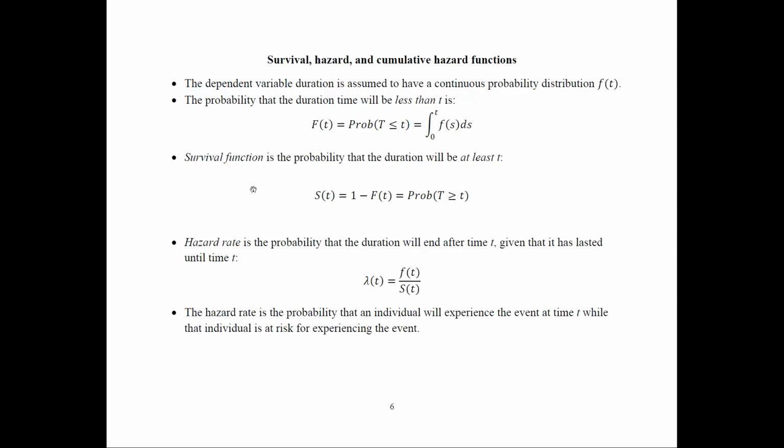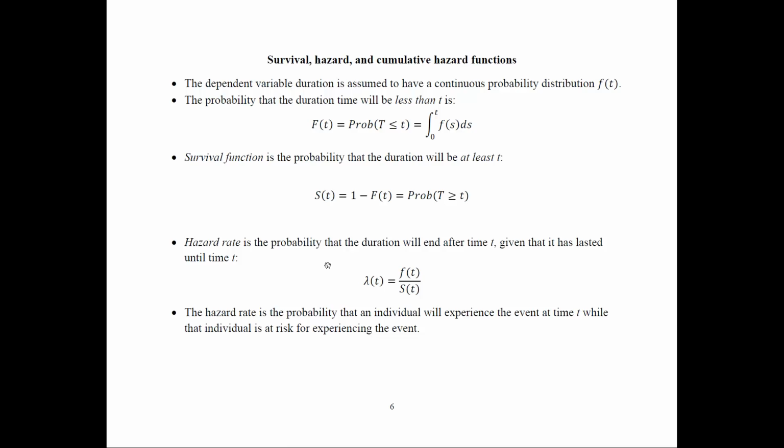The survival function would be just the opposite of this duration time until failure, and that will be the probability the duration would be at least t. So S of t would be 1 minus F of t, or that would be the probability of T being greater or equal than small t. So again, you have the failure, what's the probability of failure, and this is what is the probability of survival being greater than that cutoff period.